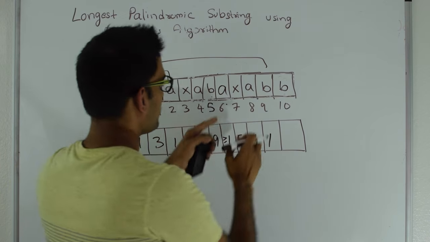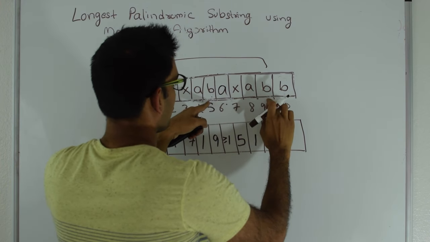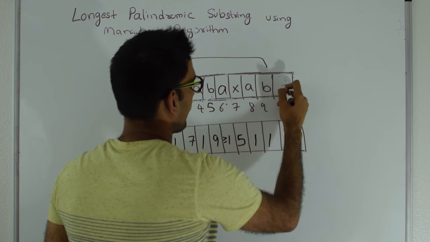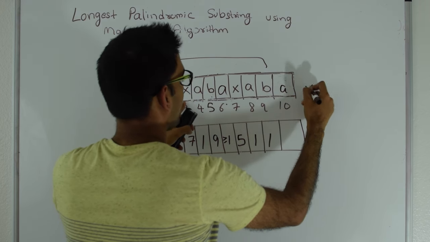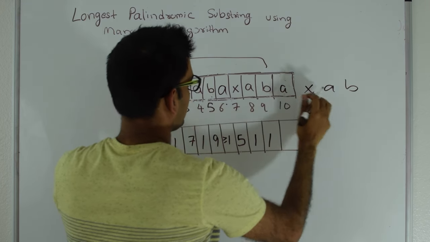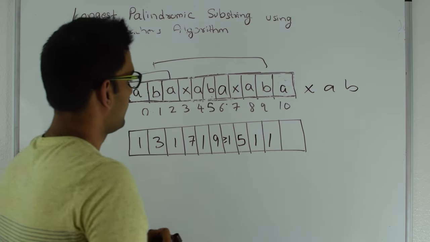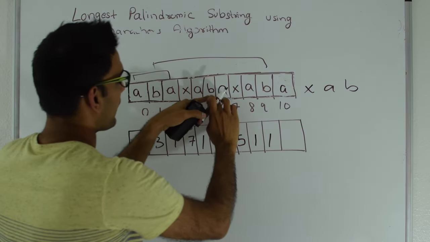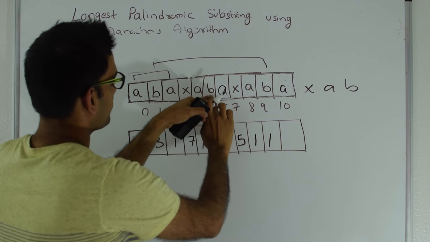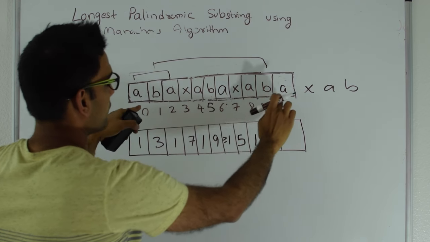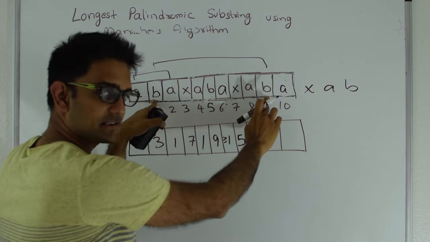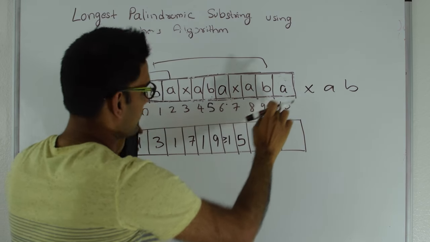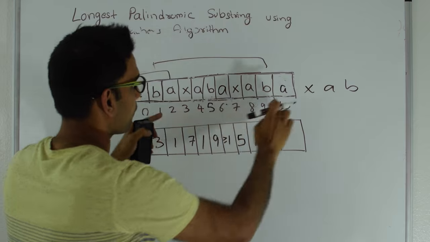Why? I mean, you might say that the current length is 5. What if this character was A? And what if there was another X and another A and another B after this? It's a valid point. The point is, if this character was A, we would have already expanded under this center. So the only reason this guy stopped here was because this character was not A. We matched till this point, and these two guys were different, so we stopped here. So the only reason we stopped was because this guy was not A.